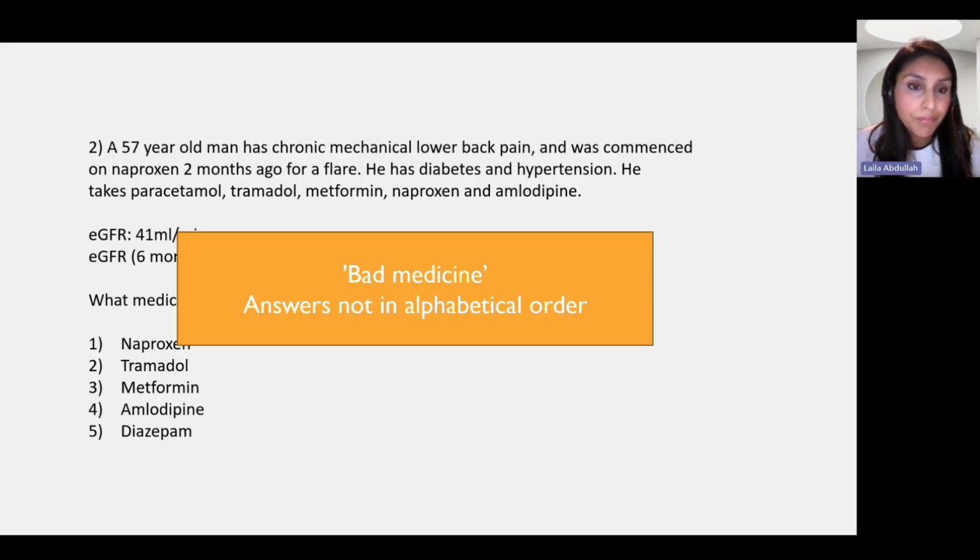So the pitfall here is what we'd call bad medicine. So this patient has renal impairment and is started on naproxen, which has worsened his kidney dysfunction. There is a sense of blame, that the doctor shouldn't have started naproxen, and it would not be best practice. So we would avoid any questions where this sort of scenario takes place. The answers are also not in alphabetical order.